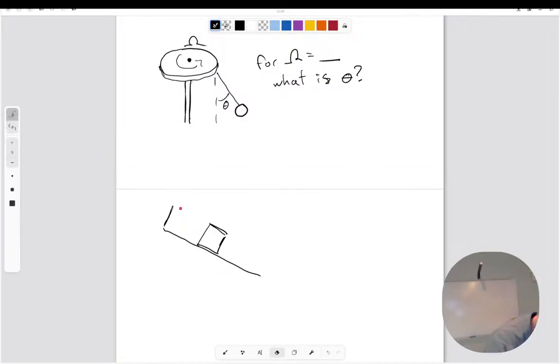Trying to get rid of that, we could say: what happens if it's a block on an incline, but it's not a spring holding it, but a damper. So the faster it moves down the ramp, the more force that damper is applying. It could be another kind of variation there.